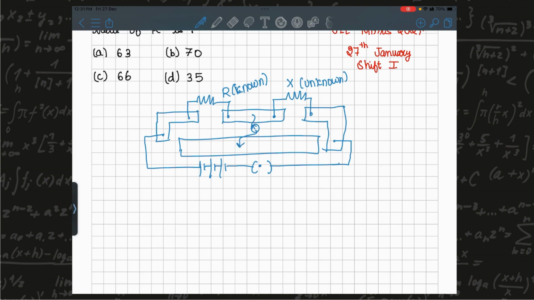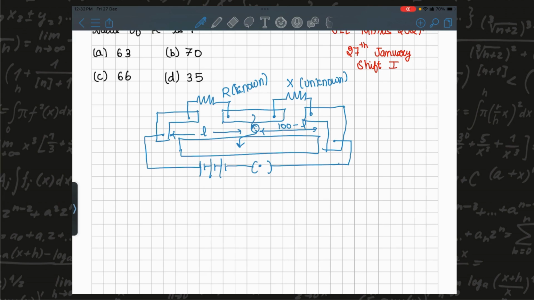So what exactly is a null point? Null point is the position on the wire where the galvanometer shows no deflection. This occurs when the ratio of resistances in the two arms of the bridge is equal, and this is indicated as a balanced Wheatstone bridge. So we will take this length to be L and this one to be 100 minus L, because the length of this whole scale is going to be 100.